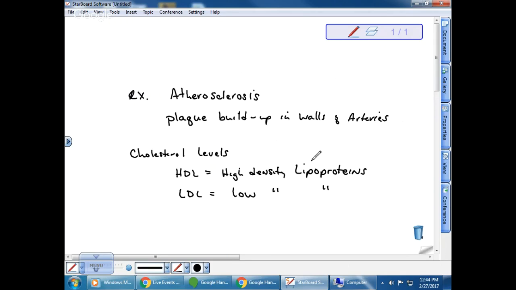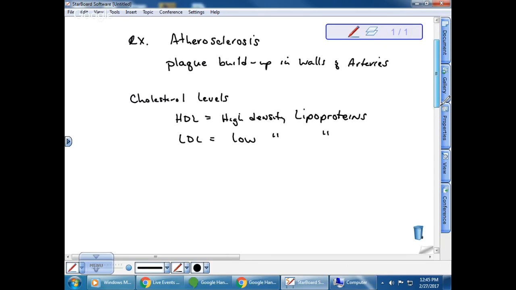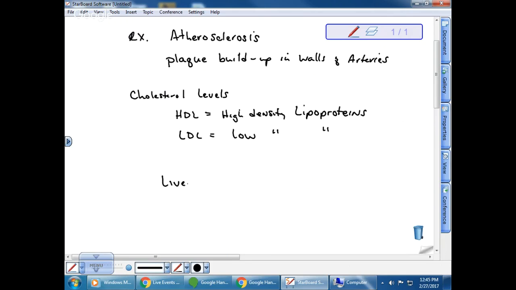So does anybody know which one's good and which one's bad? No. HDL is good. So they say, oh, that's good cholesterol. But really they're talking about the lipoproteins that transport the cholesterol. Because cholesterol is cholesterol. There's no good or bad cholesterol. They're looking at how it's being transported.